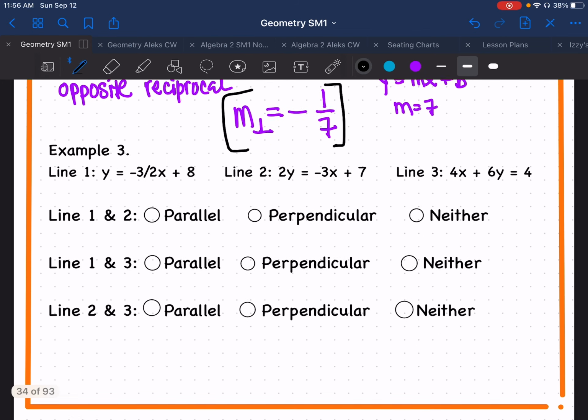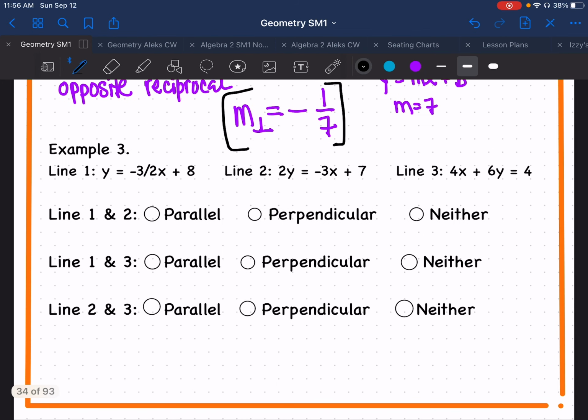All right, a very common question to ask is to give you 3 different lines, line 1, line 2, and line 3, and to ask you which ones are parallel and which ones are perpendicular. So we're going to compare lines 1 and 2, then we're going to compare line 1 and 3, and then last we're going to come back and compare line 2 and 3.